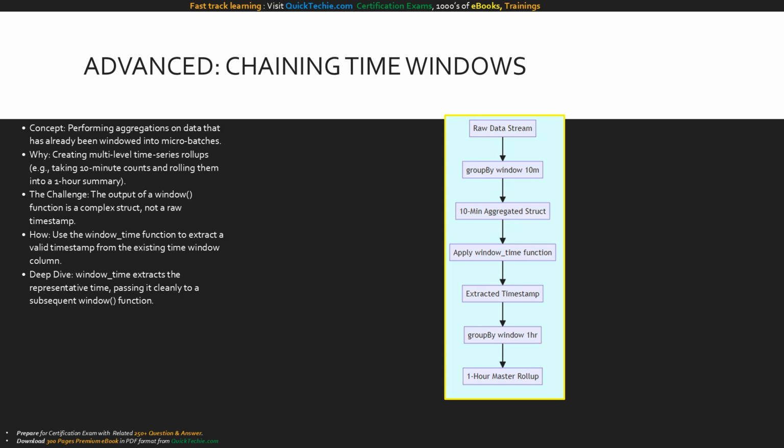This pipeline shows chained aggregations in action. We start with raw streaming data and perform our first group by to create 10-minute aggregations. This gives us a complex 10-minute aggregated struct. Instead of stopping there, we apply the window_time function to extract a clean, usable timestamp from those microbatches. We then pass that extracted timestamp cleanly into our next logical stage, applying a massive 1-hour window to create our master rollup. This tiered approach allows you to efficiently compute heavy math in smaller microbatches while delivering high-level summaries.